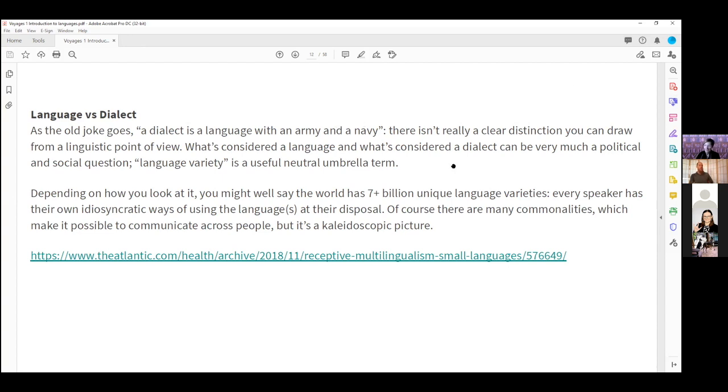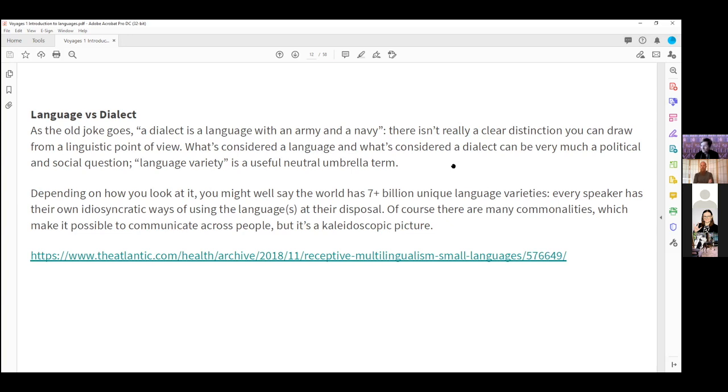So what's considered a language, what's considered a dialect is actually a social question, a cultural question, and a political question. So what you'll find in language is when a word has political and social implications, it will tend to have a neutral form, and then over time that neutral form might change. So the language itself changes over time. So language variety is a useful neutral umbrella term rather than talking about what is a language or what is a dialect.